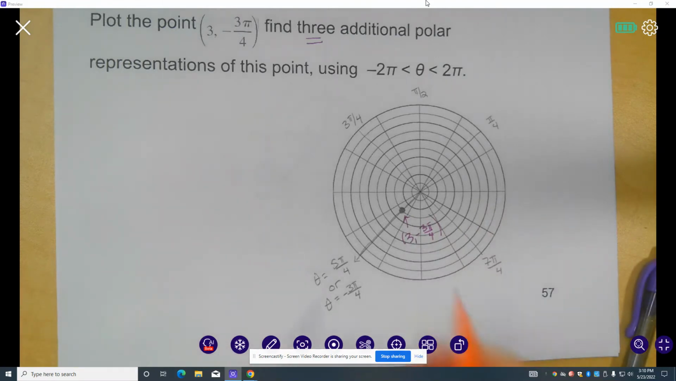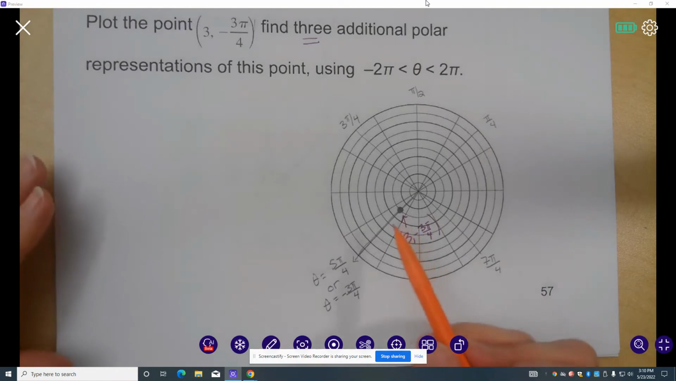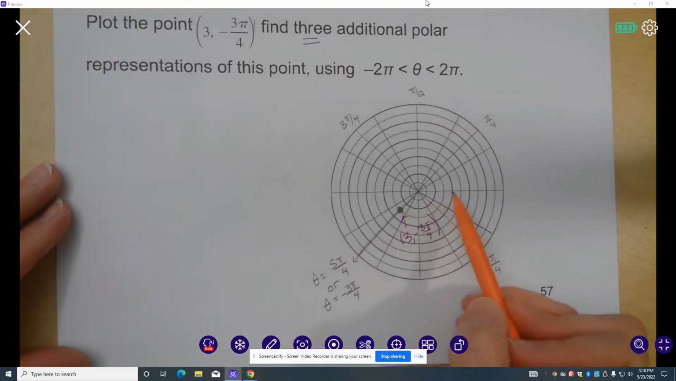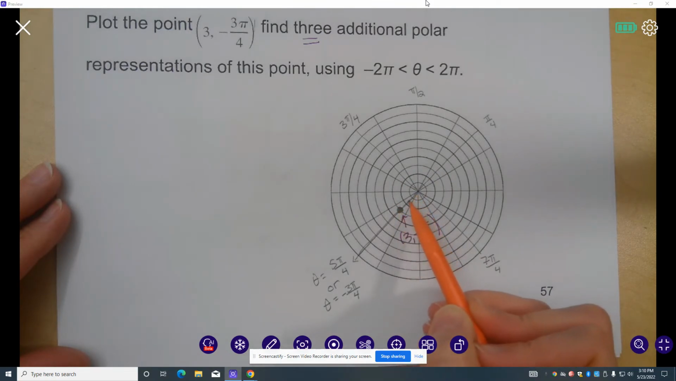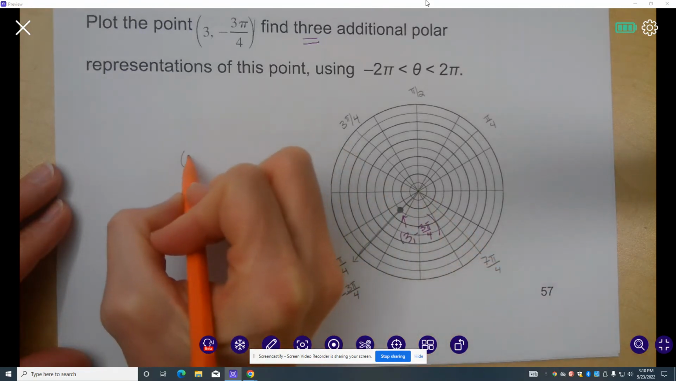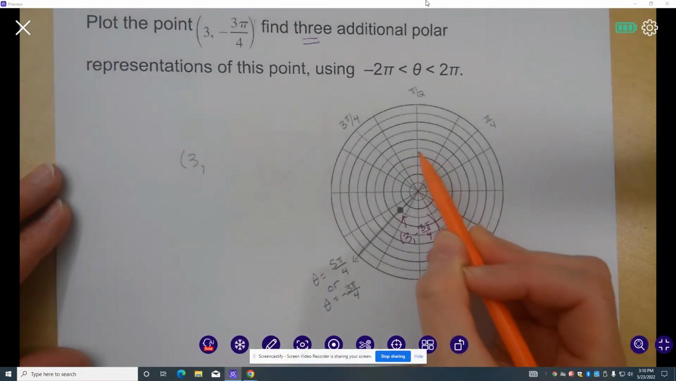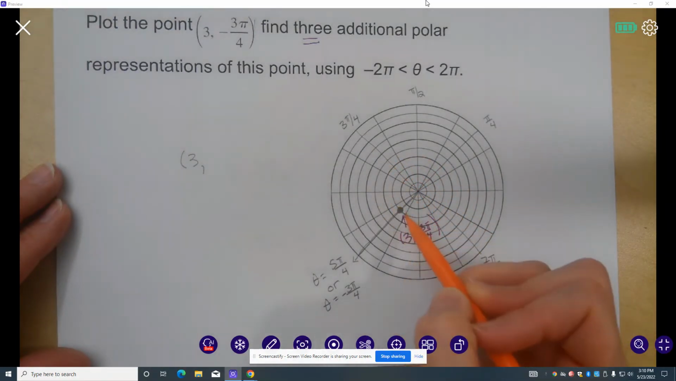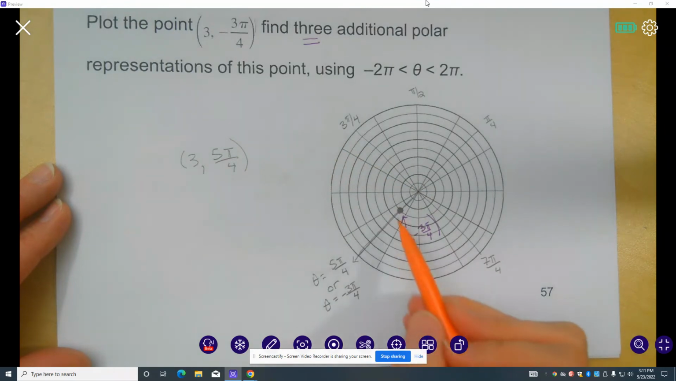Now, it wants me to represent that point 3 different ways. So I'm just going to show you how you just kind of think through it using your unit circle knowledge, and then I'll show you how they do it using these formulas. So the first thing I'm going to think is, well, I did the negative angle. I know I can do the positive angle. So another way I can represent this point is still radius of 3. But instead of doing negative, I'm going to do the positive angle, which would be 1 pi over 4, 2 pi over 4, 3 pi over 4, 4 pi over 4, 5 pi over 4. So there's one of the 3 ways that I can represent that exact same point.